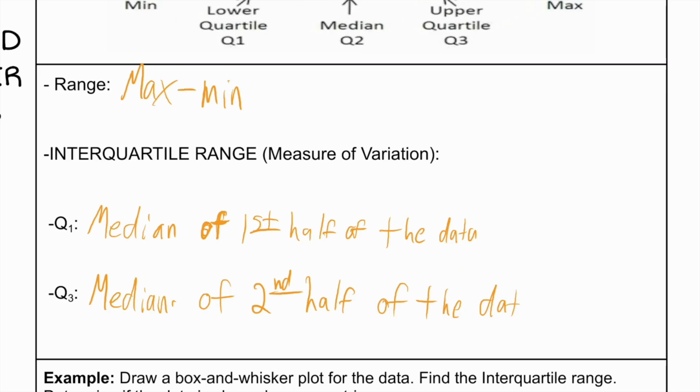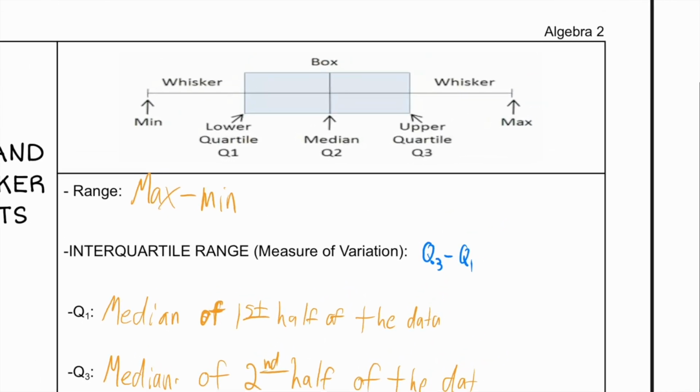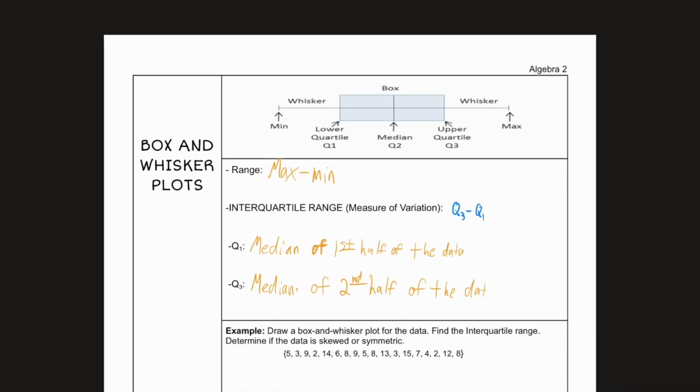So interquartile range, the measure of variation here. This is just quartile 3 minus quartile 1. So this is the length of the box. So this is saying the right side of the box minus the left side of the box. The bigger number minus the smaller number. So it's the same idea as range, it's just inside the box, inside the quartiles. And thus you have your box and whisker plots. So the box is in between the quartiles, the interquartile range, and the whiskers are everything outside those two quartiles through the minimum and the maximum.